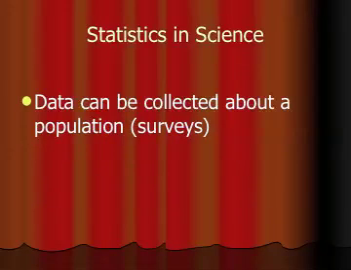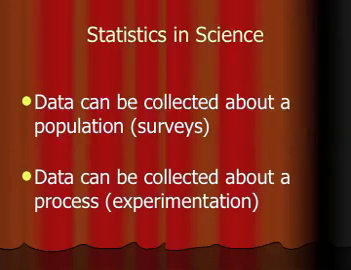Data can be collected, for example, about a population. If you run a survey, how many pets do students have in general in school? Or what is the favorite color of girls in ages from 6 to 12 years old? Those kind of information. Okay, data can also be collected about a process, for example, in an experiment.